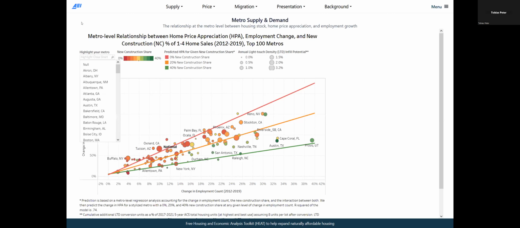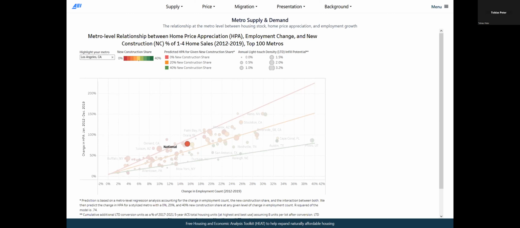Here the dot that is highlighted is Los Angeles. And Los Angeles at the time had about a 16% change in employment, which led it to have home price appreciation of about 75%. But you can also see that Los Angeles is colored in red, which means that the new construction share was really low. And if we can hover over the dot for Los Angeles real quick, yeah, so the new construction share was only 8%.